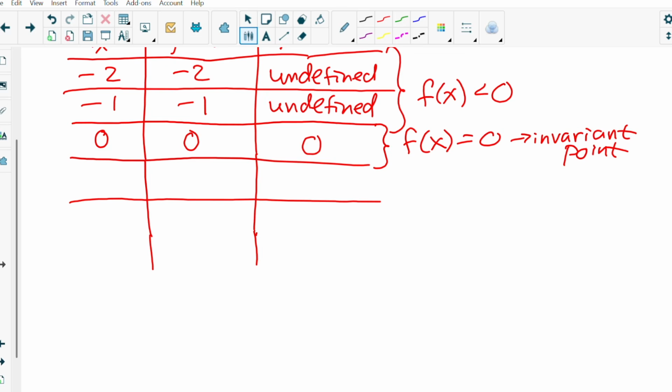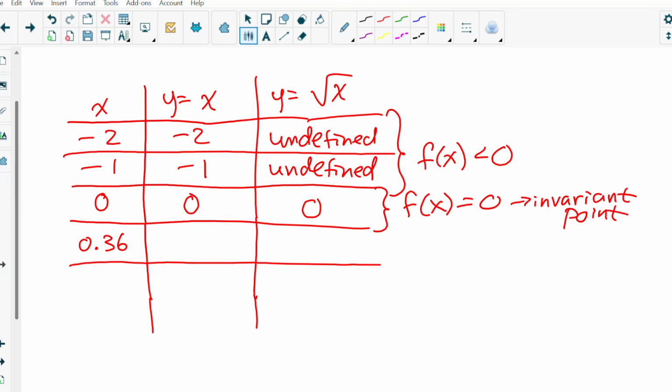When f of x is between 0 and 1, but doesn't equal 0, doesn't equal 1. Let's say x equals 0.36. I'm going to pick nice perfect square numbers just to illustrate. Okay, so this one, you've got to be careful with decimals. You can take out your calculator and try this. For y equals x, well, y is just 0.36. What happens when y equals the square root of 0.36? And remember, we only want positive values, right?